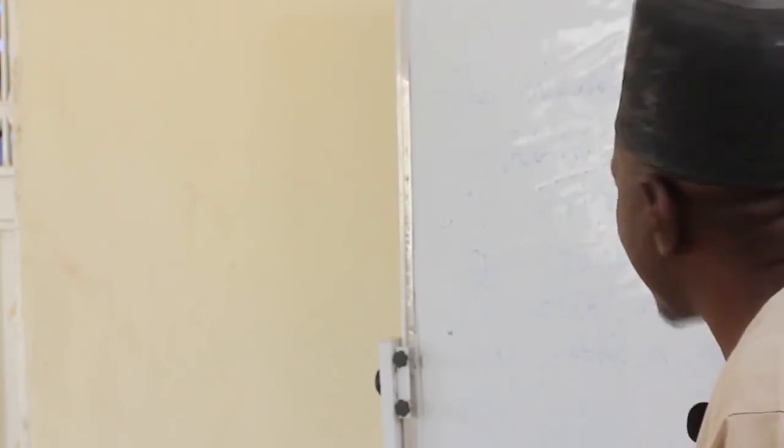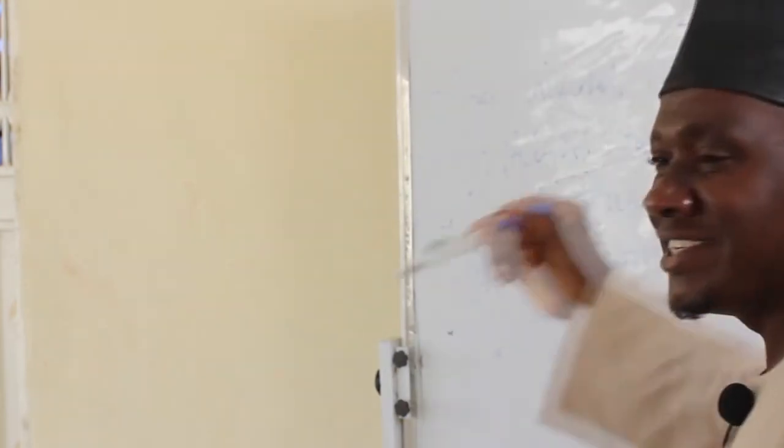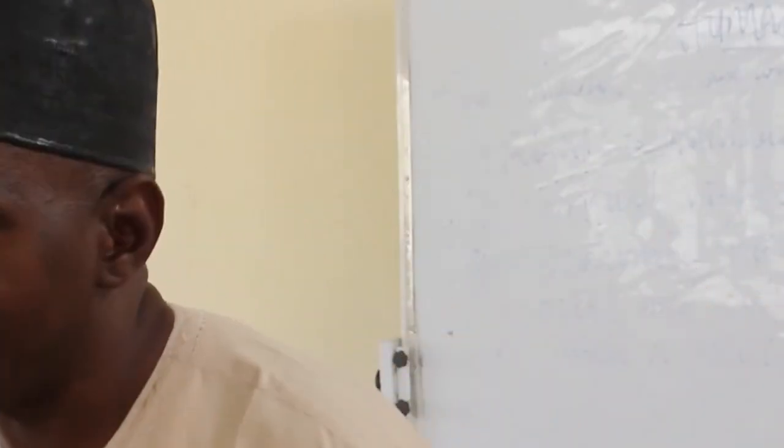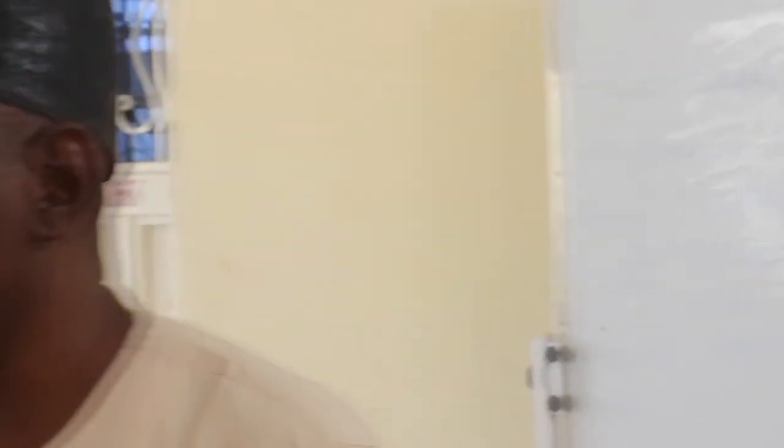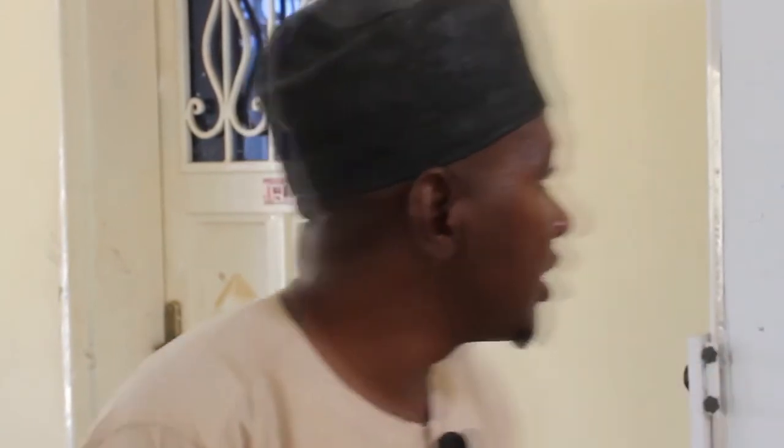And all these rights were declared by the United Nations General Assembly, as we have made mention earlier, on December 10th, 1948. So these are some of the declarations of the United Nations General Assembly. Any question? Okay, let's continue.